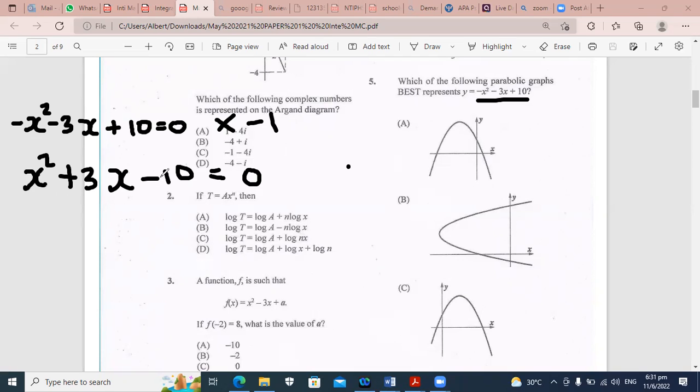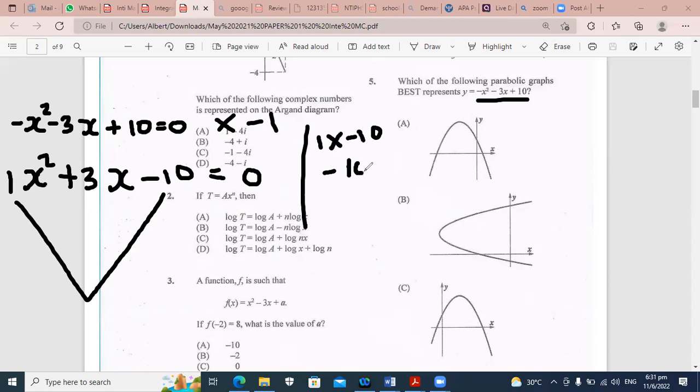Now we can solve this two ways. We can either solve it using the factor method or we can use the quadratic formula. Can I use the factor method to do this? I believe so. So this is 1, right? We're supposed to multiply a times c. Remember that? So what's a times c? -10. So we're going to multiply and number them.